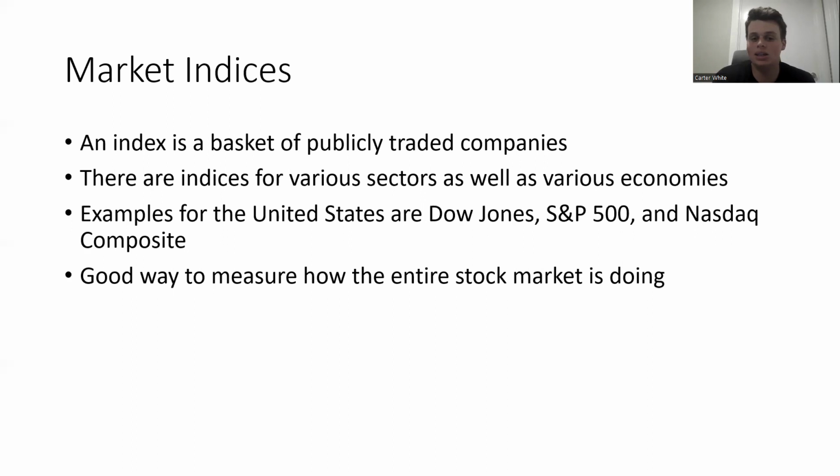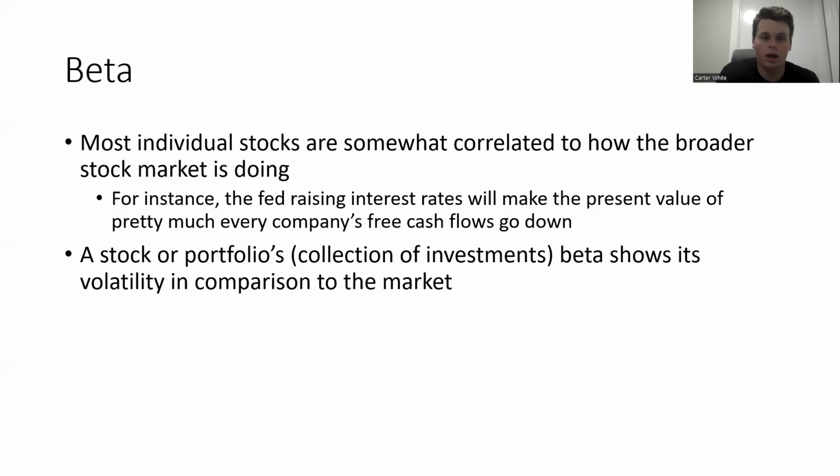So an index is a basket of publicly traded companies. So we have an index for various sectors as well as various economies. So some examples for the United States are the Dow Jones, S&P 500, and NASDAQ Composite. All of these are ways to track how the broader US stock market is doing.